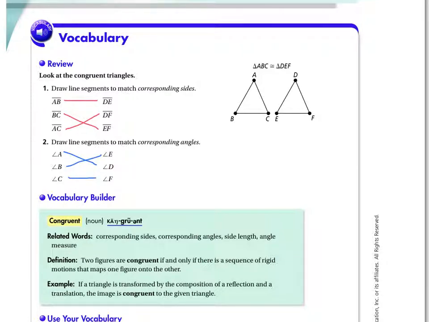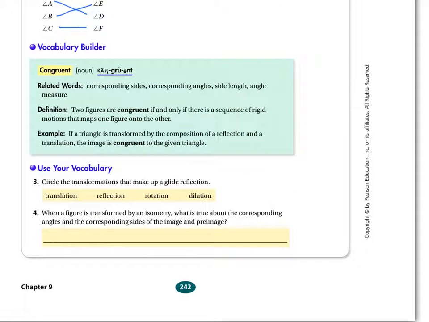All right, so would we all agree that those are the solutions to 1 and 2? Yes. Perfect. So then, look at what we're looking at today, congruent. I mean, we've used congruent all along. Two figures are congruent if and only if there's a sequence of rigid motions that maps one figure onto the other. So it's a slightly different definition of congruency that they're using here.